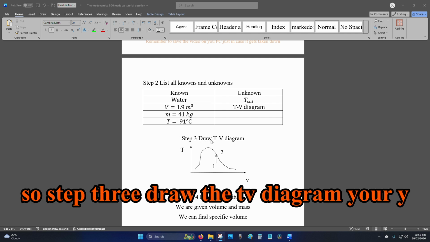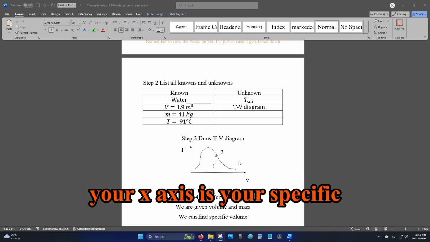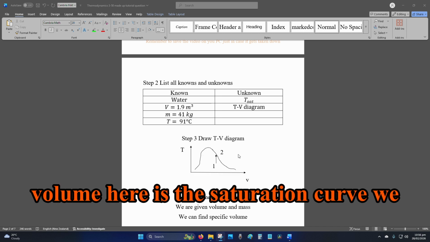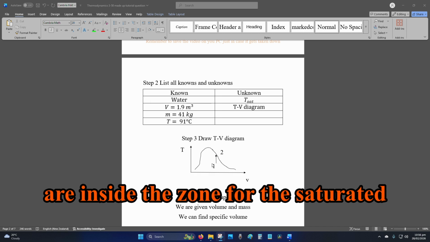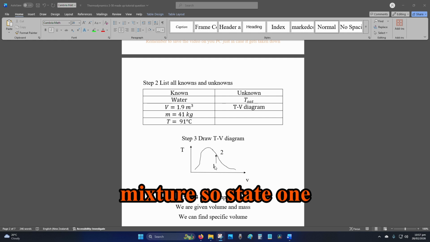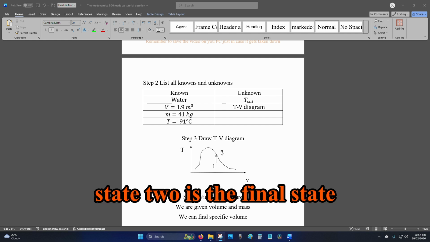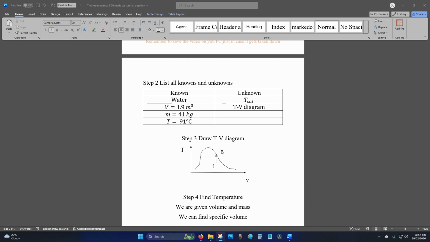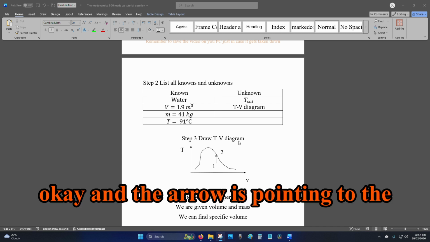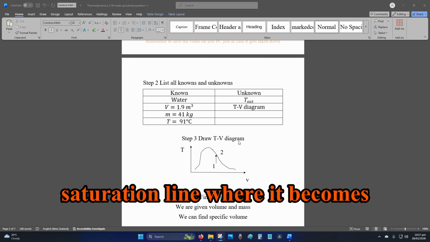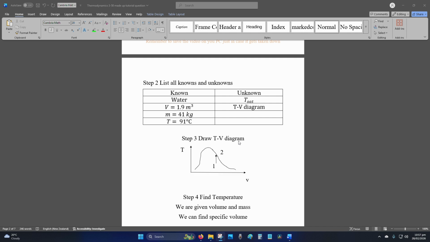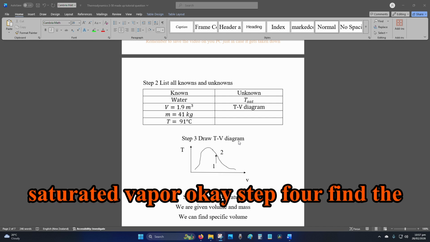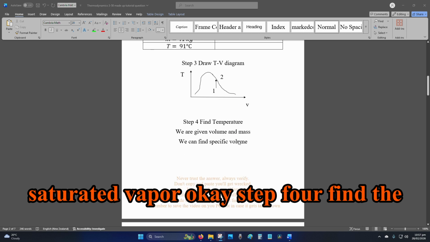So step 3, draw the TV diagram. Your y-axis is your temperature, your x-axis is your specific volume. Here is the saturation curve. We are inside the zone for the saturated mixture. So state 1 is your initial state, state 2 is the final state. Okay, and the arrow is pointing to the saturation line where it becomes saturated vapor.